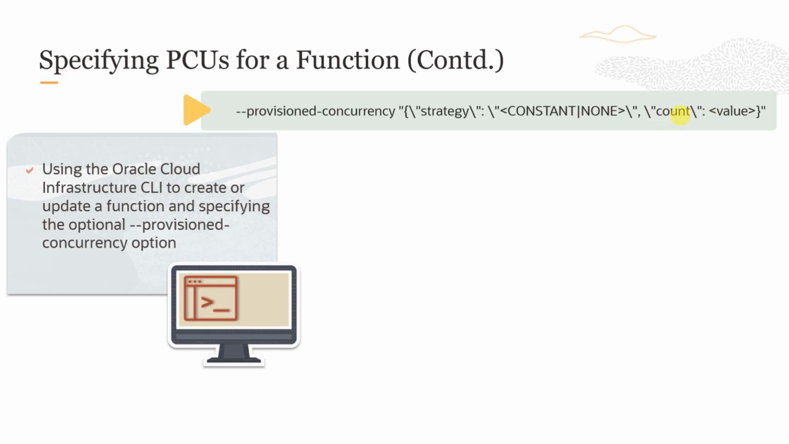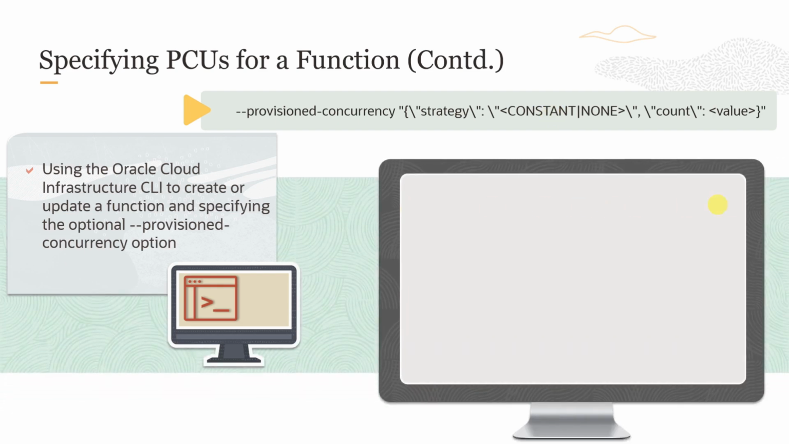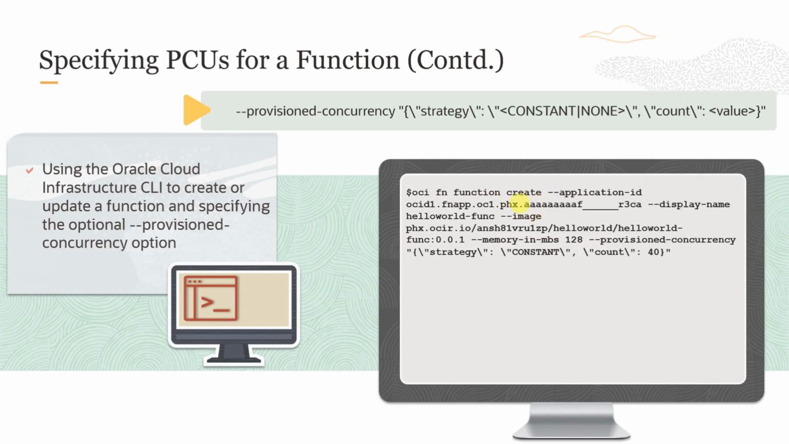Count here indicates the minimum number of concurrent function invocations, and this applies only when the strategy is set to constant. For example, in the OCI fn function create command as shown on the screen, note that the provisioned concurrency parameter must be in valid JSON format, which depends on the platform you are using.